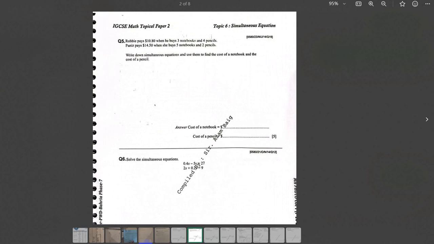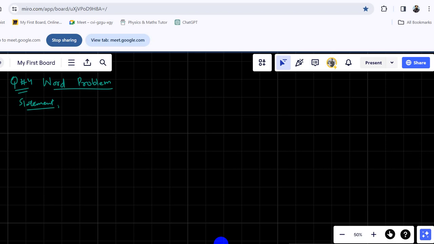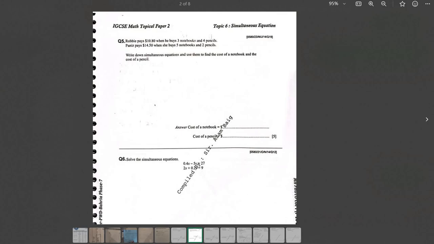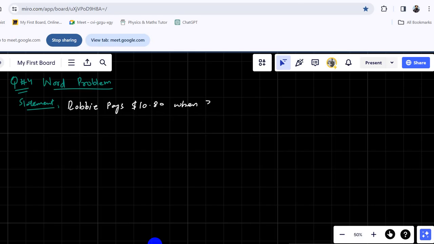Ruby pays $10.80 when he buys 3 notebooks and 4 pencils. 3 notebooks and 4 pencils.